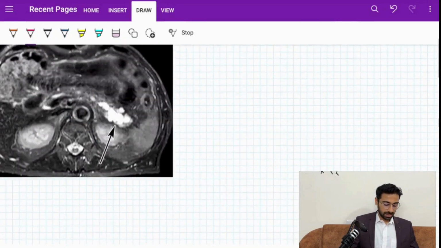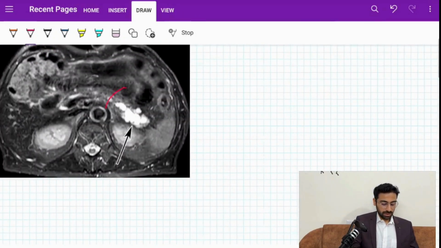This is another example where the lesion was isolated only in the tail. We can see that the MPD is grossly dilated in the tail. This was a very interesting case.